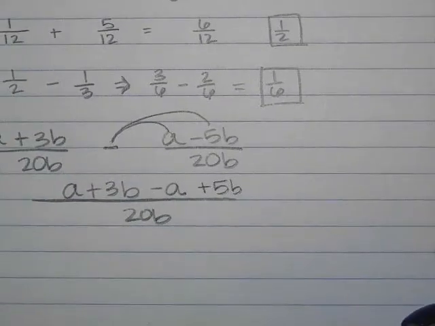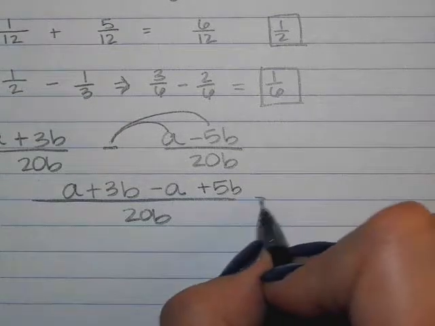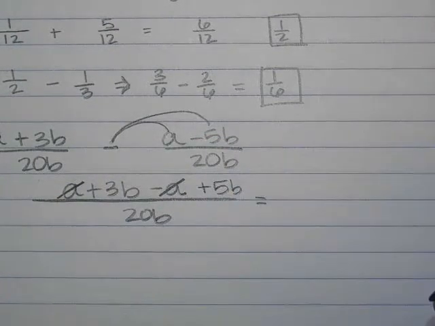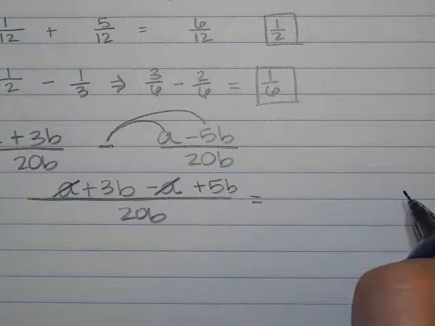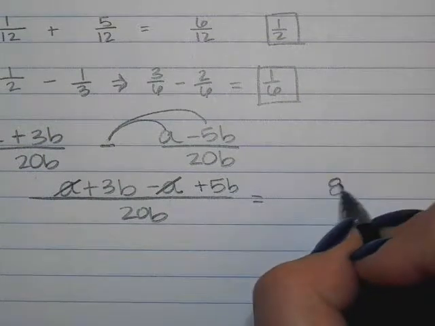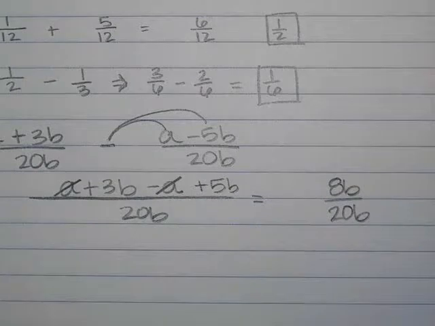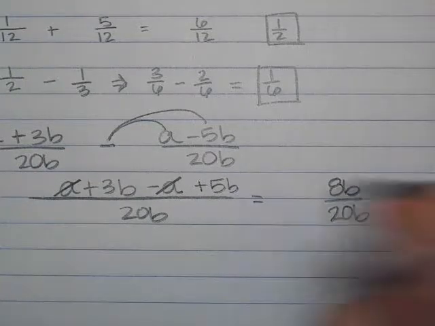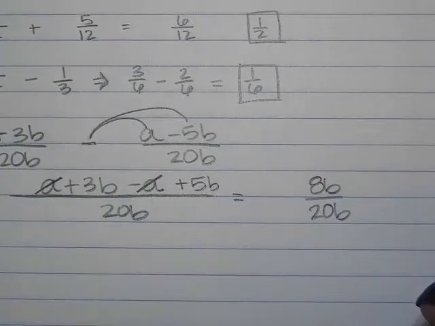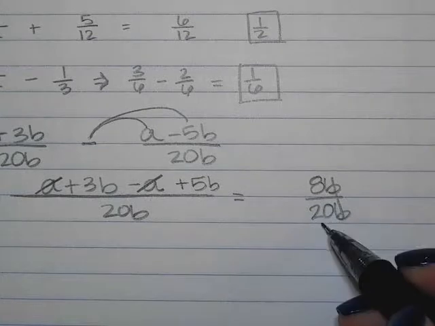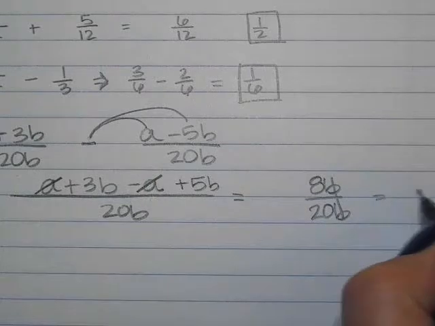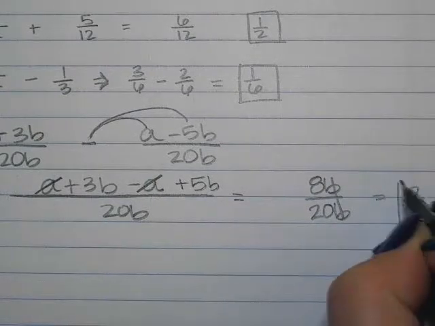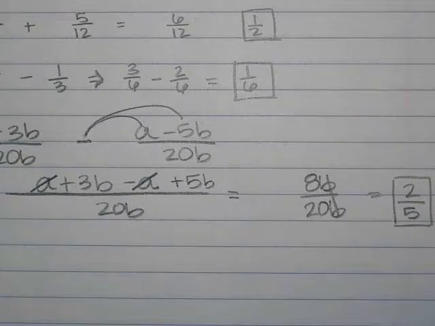Okay, so at this point, what happens? The a's cancel, and what do we have? Not negative 2, 8b, because you subtracted it. 8b over 20b. So the b's cancel, and we have 8 over 20. We can divide out what on both of those? 4. So that's going to be 2 over 5. So 2/5 is our answer.